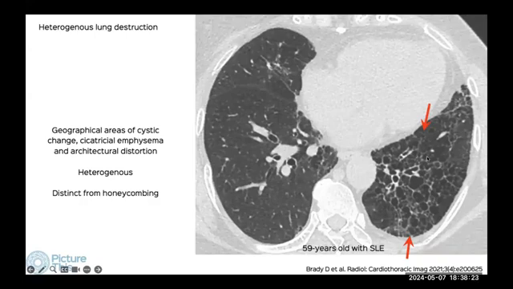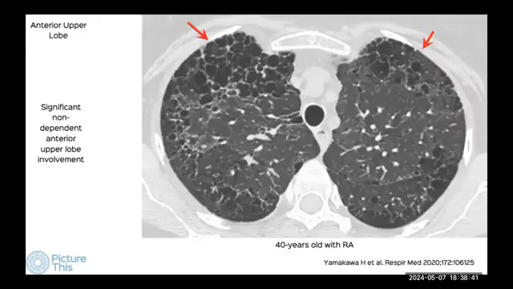The second is heterogeneous lung destruction. So along with the honeycombing, there's extensive cystic change involving the lung parenchyma, usually bilaterally. In this case, it's the left lower lobe. And this is described in patients usually of RA and SLE, but may be seen with any connective tissue disease.